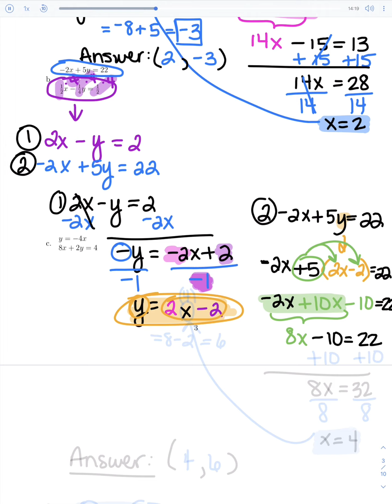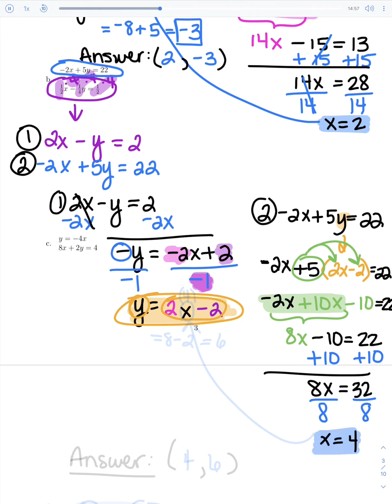Keep on going. How would you continue to solve this equation? Well, we're going to add 10 to both sides to get the x by itself. That will give us 8x equals 32, getting closer. Now, how do I get the x by itself? I'm going to divide both sides by 8, which will get me that x equals 4. So I've got half of my answer now. I've got that the x coordinate for where these two lines intersect is going to be 4.